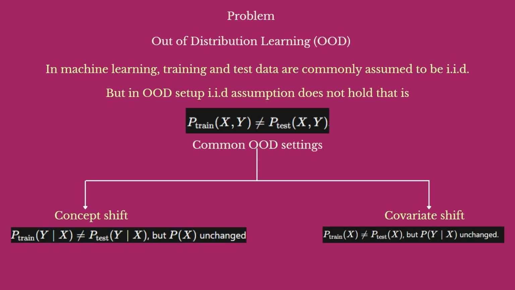So the problem is of out of distribution learning. In machine learning, training and test data are commonly assumed to be IID, but in an out of distribution setup, the IID assumption does not hold. That means that the training and test distributions are not the same. In the common out of distribution settings, there is concept shift and covariate shift.